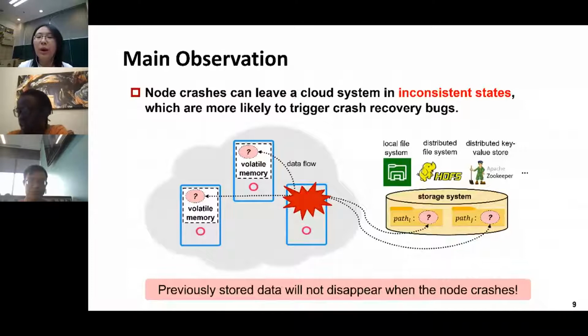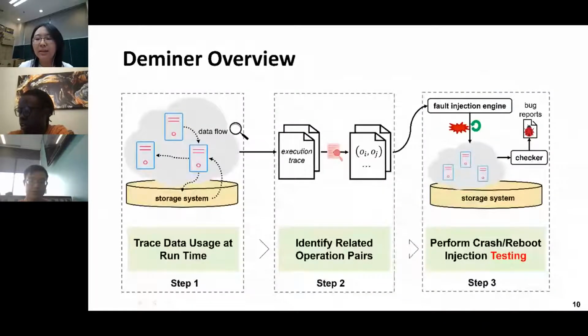To detect crash recovery bugs triggered by inconsistent states, we propose a novel approach, dminer. First, dminer traces code usage at runtime. Second, dminer identifies related operation pairs that store common data to different places in a system, based on the execution trace. Finally, dminer performs crash reboot injection testing according to the identified related operation pairs.